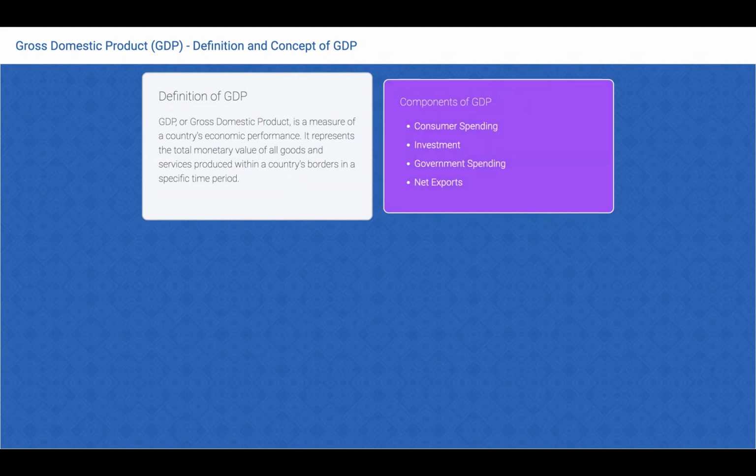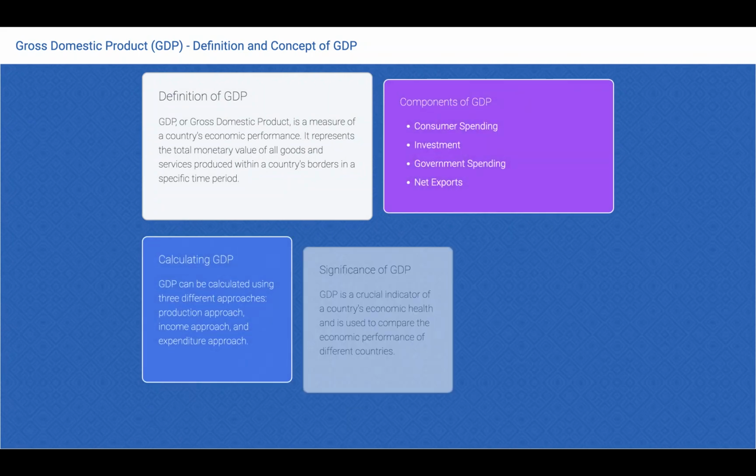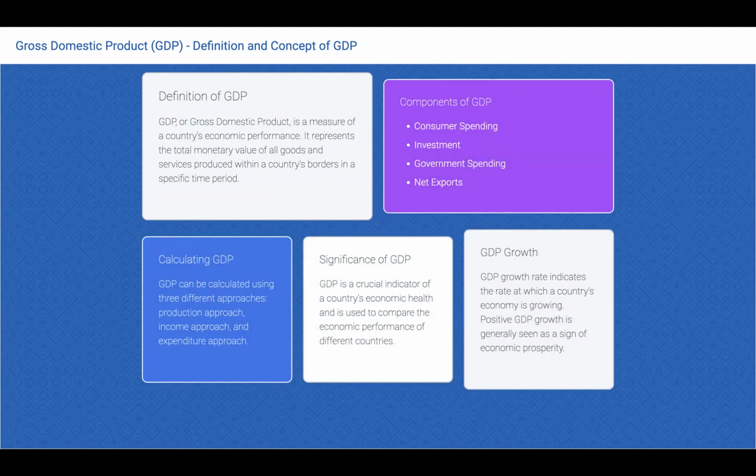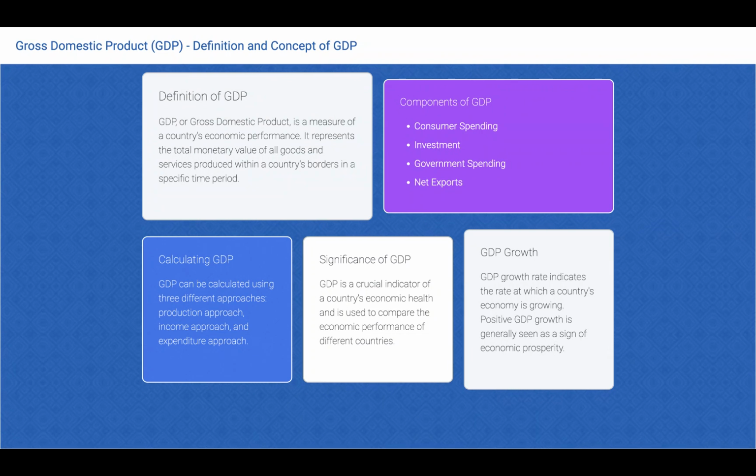Gross domestic product (DIPT) is a key economic indicator that measures the total value of all goods and services produced within a country's borders. It provides valuable insights into the economic performance and health of a nation. Understanding DIPT is essential for policymakers, economists, and individuals to assess the overall economic well-being and growth of a country. Key components of DIPT include consumer spending, investment, government spending, and net exports.